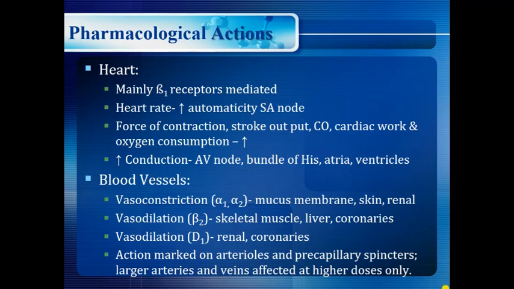If you remember from the previous slides, we have discussed that the basic action of alpha-1 receptor stimulation is vasoconstriction. The basic action of beta-2 receptor stimulation is vasodilatation. Vasodilatation of the renal and coronary arteries also occurs through the dopamine 1 receptor. The action is marked on the arterioles and precapillary sphincters, and larger arteries and veins are affected at higher doses only.